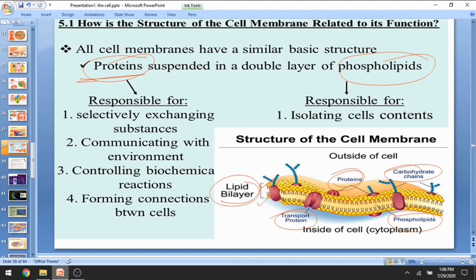So what is the responsibility of protein? Why are they present? They selectively exchange substances. They only allow selected materials, choosing which materials are going to benefit the cell. They will allow only those beneficial materials to get inside the cell. They also help in communicating with the environment.